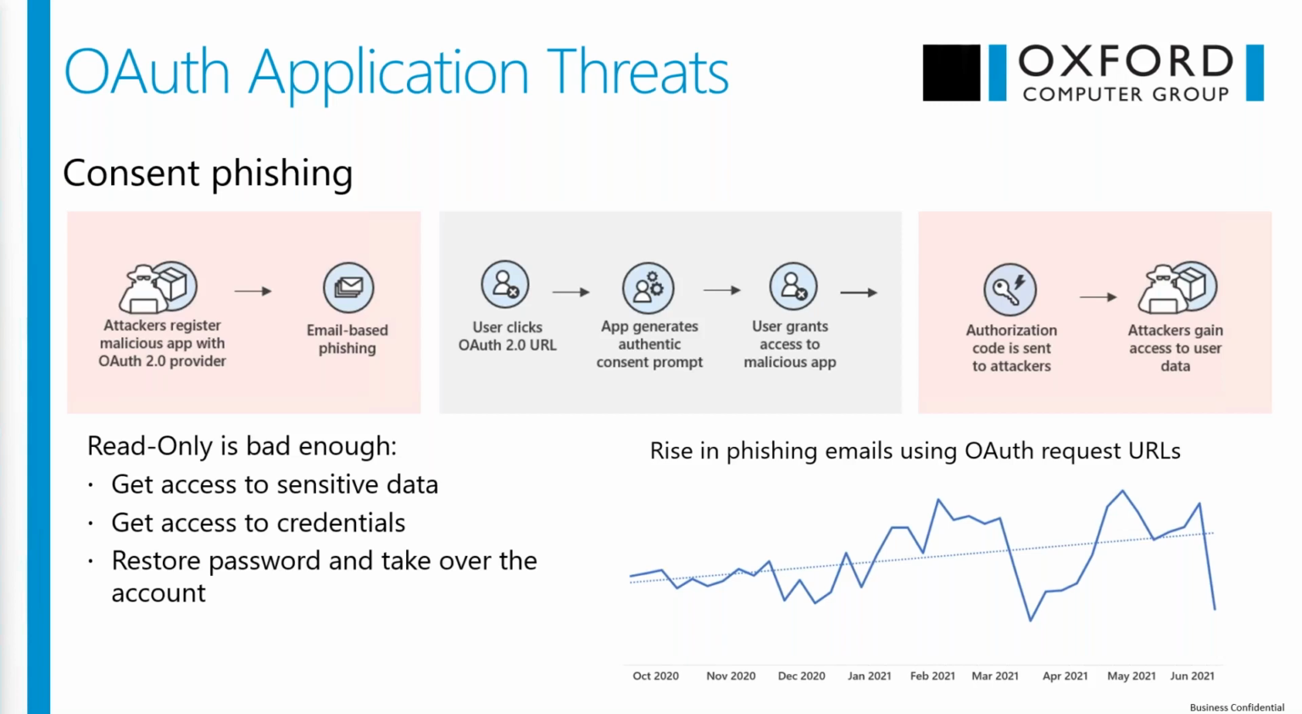So shown here by the diagram, an attacker will register a malicious app with an OAuth 2 provider, and then they'll start sending out email-based phishing, and this is consent phishing. So you may have seen those prompts if you authorize an application to grant it read-only access to your calendar, for instance, or to your contacts, and let's say your Gmail account. Well, imagine if that was a phony app that was doing that, and now it had read-only access to all your contact information. Even though it's read-only, it's still bad enough, right?